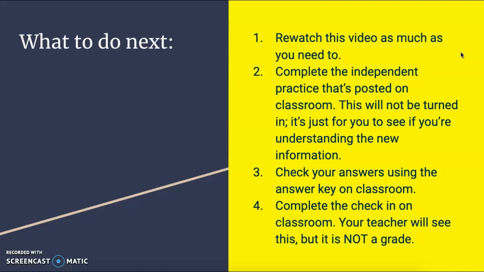Then your last step, and please make sure you do this last, is to complete the check-in that's on Classroom. Your teacher will see this, will send you back some feedback. It's not a grade, but we do want to know how you're doing.